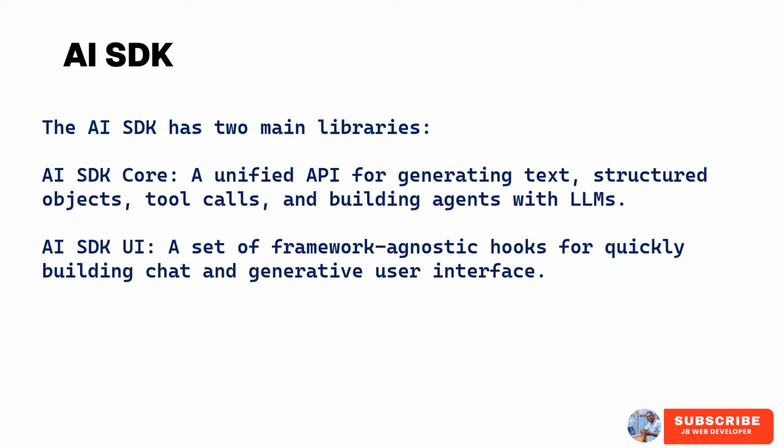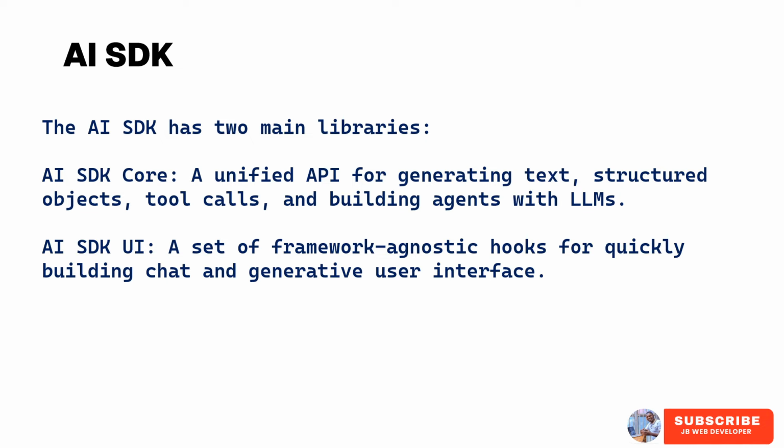So the AI SDK has two main libraries, and that's why it is able to work on React, Svelte. At the same time, it can work on Node.js, Hono, Golang, all those backends. The way it can do this, it has two packages in it. The first one is the AI SDK Core. And the SDK Core is a unified API for generating text, structured objects, tool calls, and building agents with LLMs. And this one has nothing to do with React. This has to do with the API, as you can hear. So you can call this at any backend.